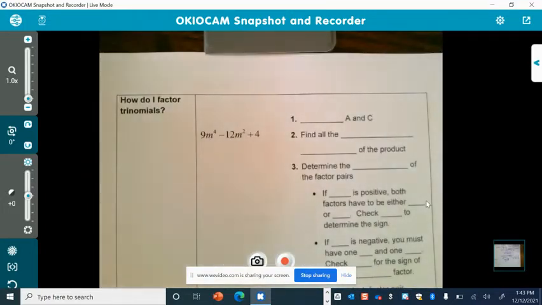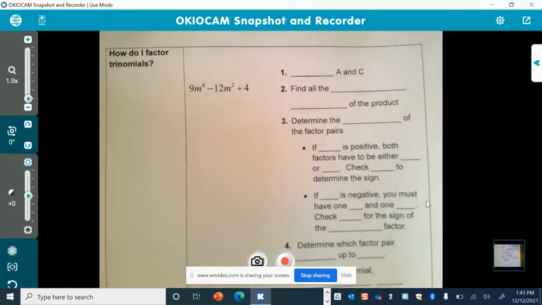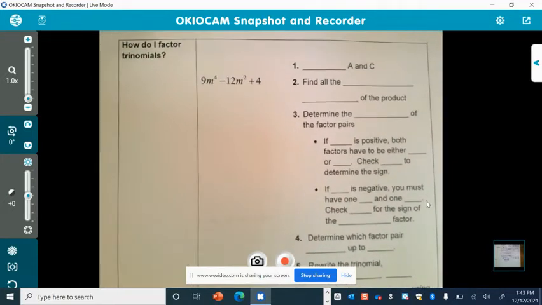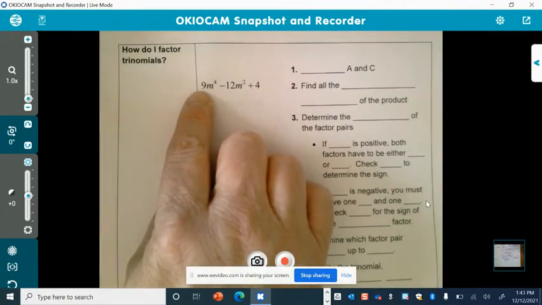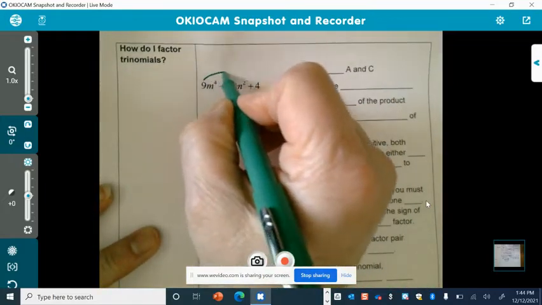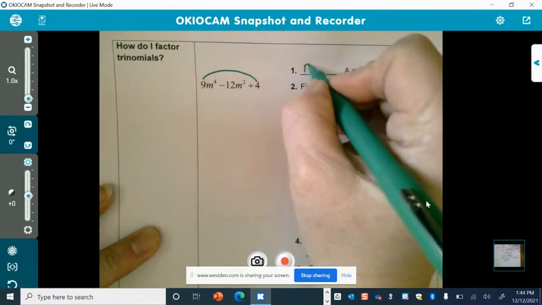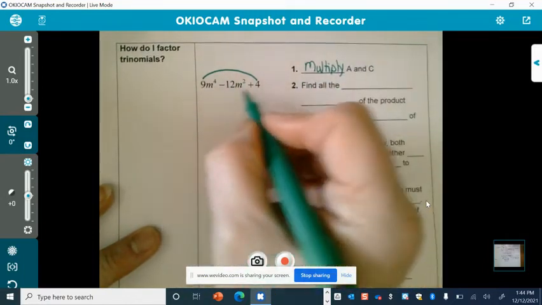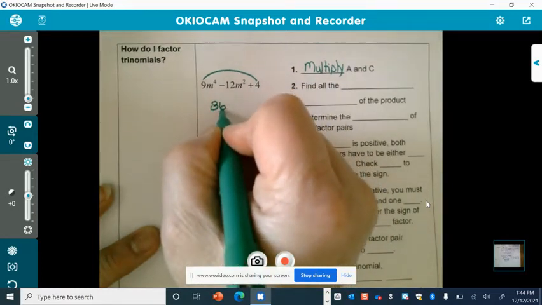What if we're just dealing with a pure trinomial? All right, so I'm going to walk you through this step by step. And we're going to do our example where a is not equal to 1. When a is equal to 1, it's a lot quicker to factor. But when a is not equal to 1, we've got a few more steps. Step 1 is to multiply a and c. So 9 times 4 is 36.